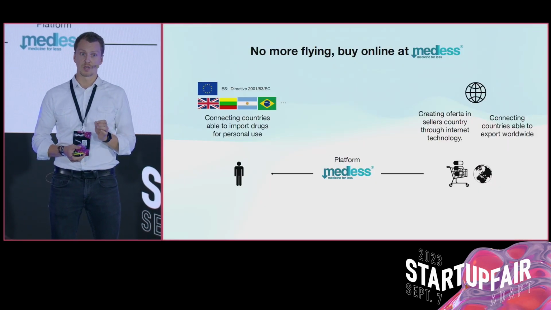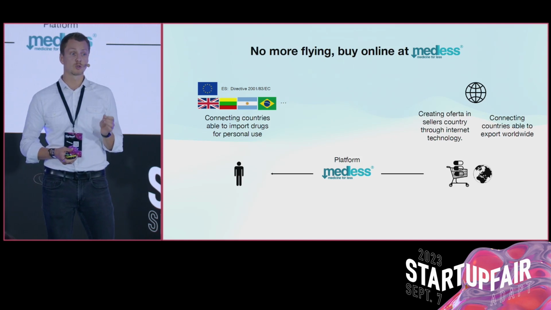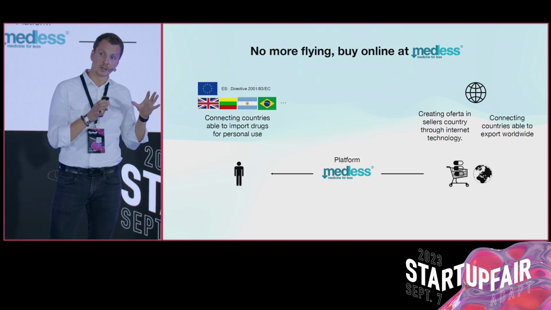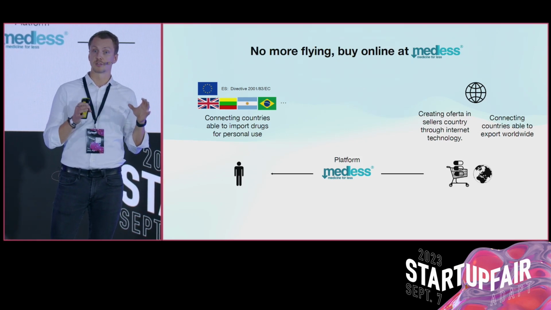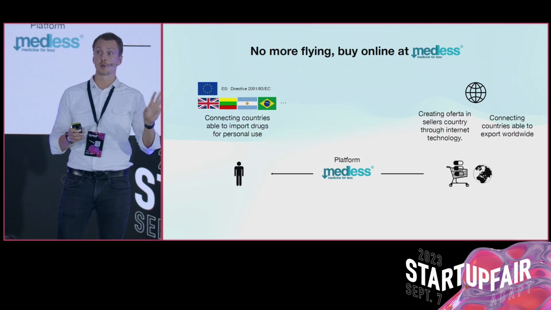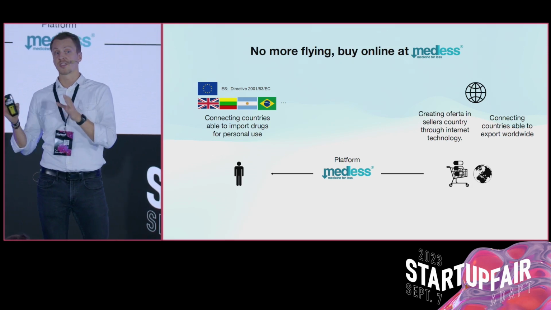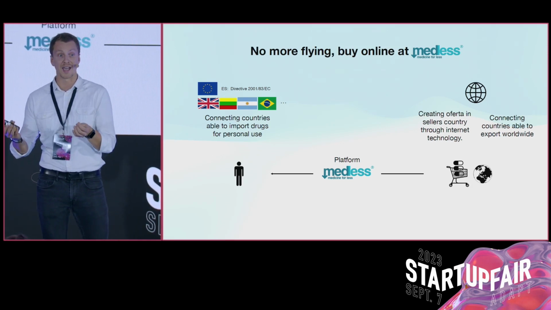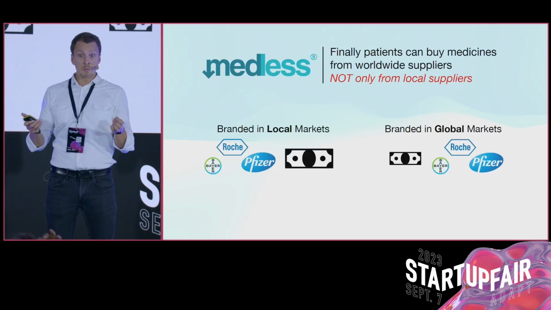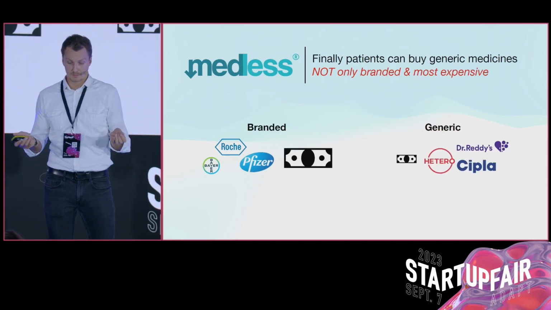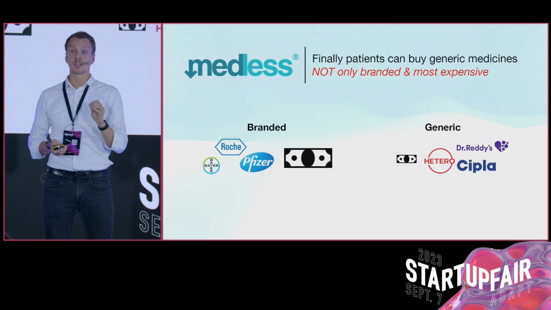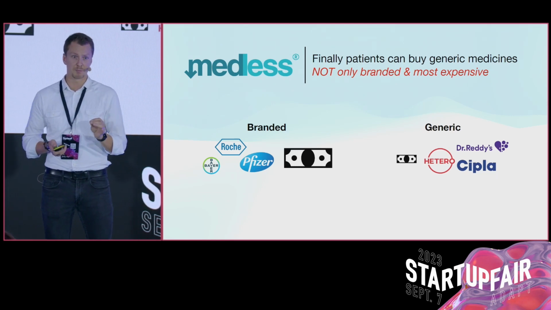But we found a totally new, innovative way to buy drugs online. With our platform, we are sourcing countries that are able to import drugs for personal use, like the UK, Argentina, Brazil, and more. Those countries are growing. And we're connecting with countries that are able to export worldwide, like India, Turkey, etc. With this, some markets have cheaper branded drugs. In some markets, the patents are over, and you can buy generic drugs, which are 10 times cheaper.